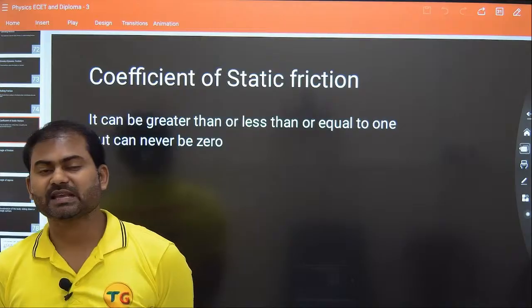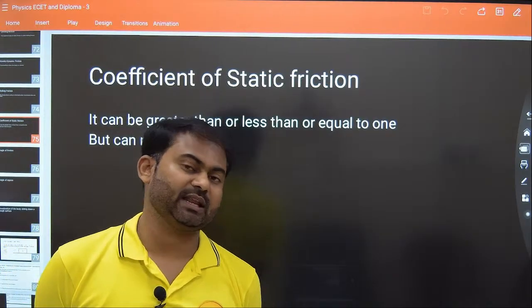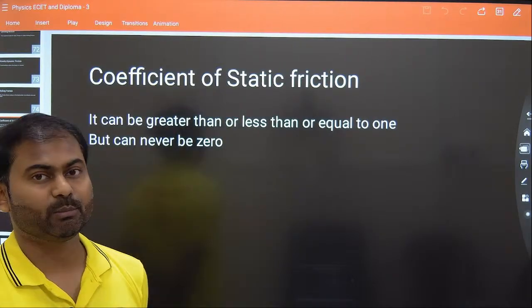You will always have some sort of friction every time. Friction can never become 0 unless you are removing the contact.